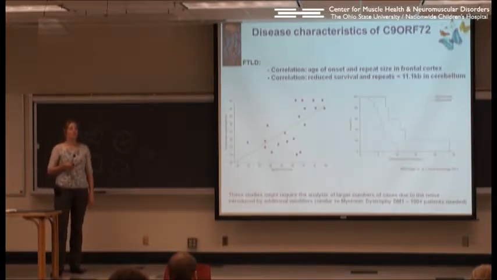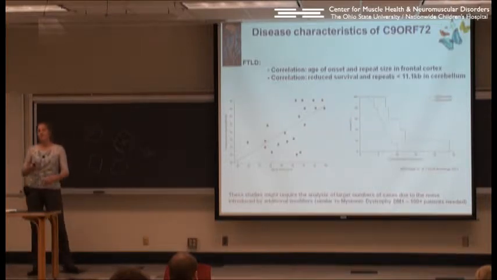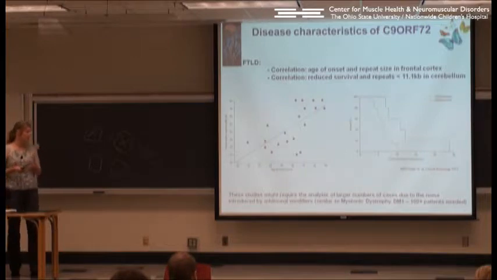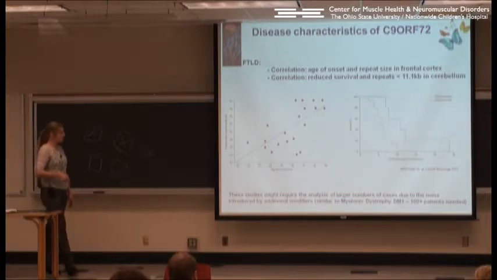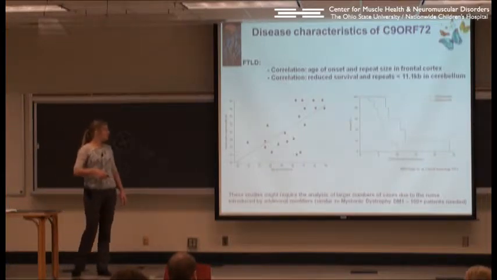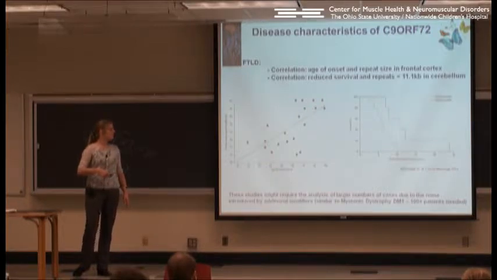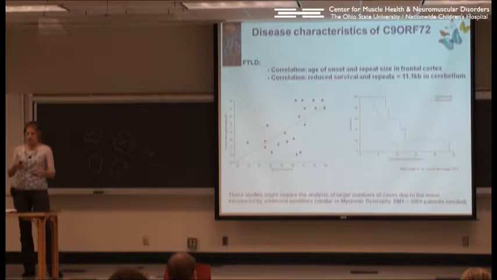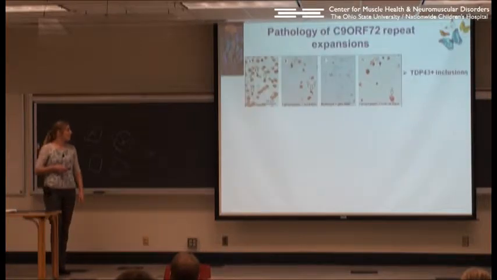require the analysis of a large number of patients. That's why it's so difficult to actually determine whether there is a correlation or not. And just one example was another repeat disease, which is myotonic dystrophy, where you needed 100 plus patients to actually see the very clear correlation because of other disease modifiers that can bring some noise in the analysis.